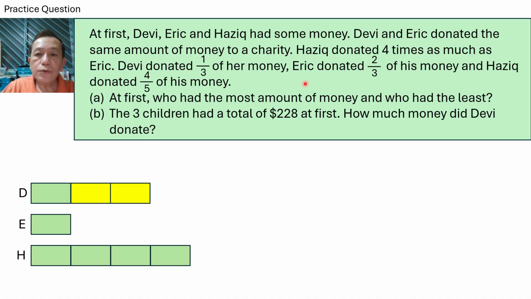Eric donated 2/3 of his money. This is 2/3 of Eric's money. So we need to split this into 2 small units. 2/3. 1/3 here. Haziq donated 4/5 of his money. 4/5. Already 4 units. So 1/5 here. Let's subdivide.